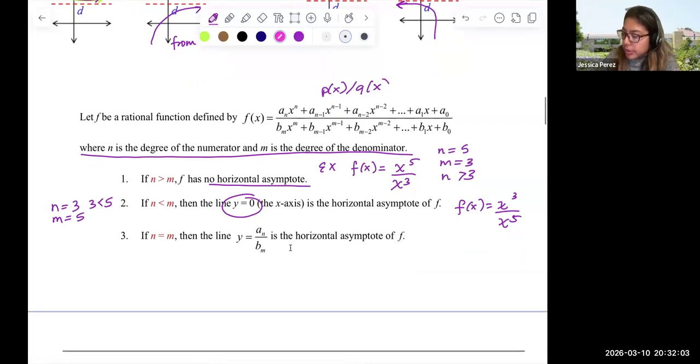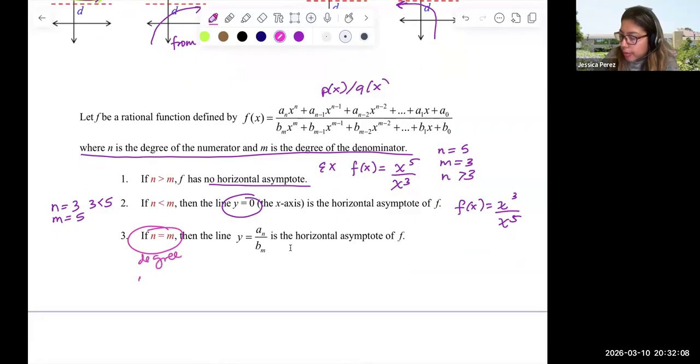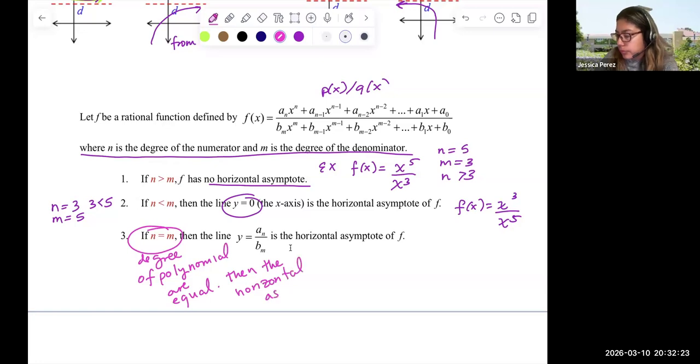Now, if the degrees of the polynomials are the same, then the horizontal asymptote will be the ratio of their coefficients. What does that mean? So I'm going to give you an example.